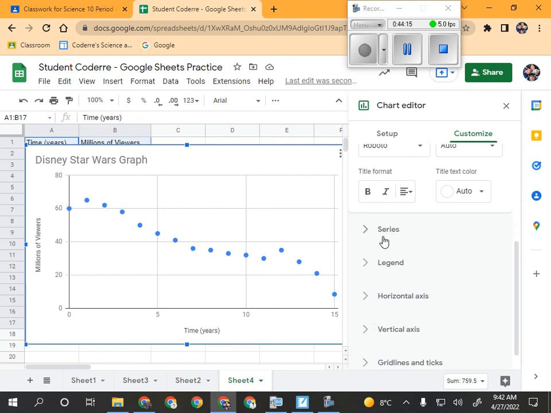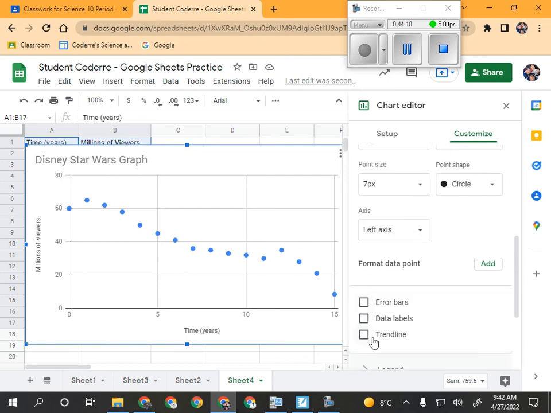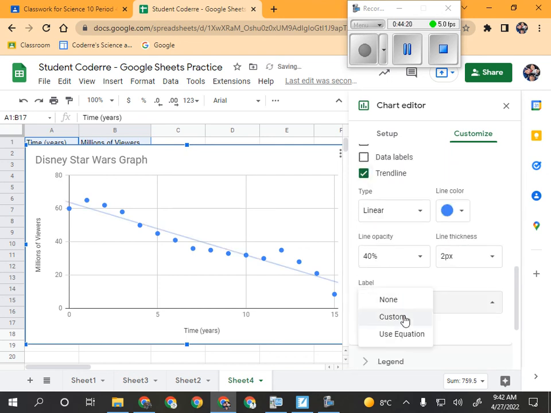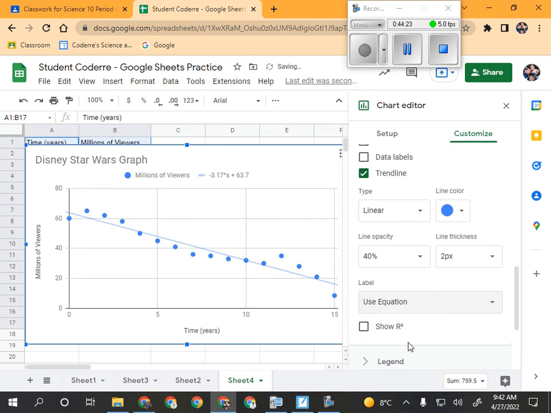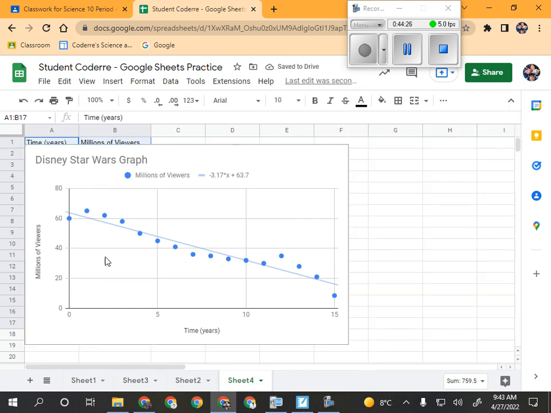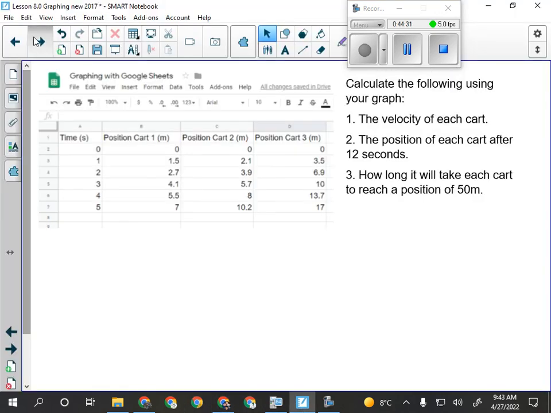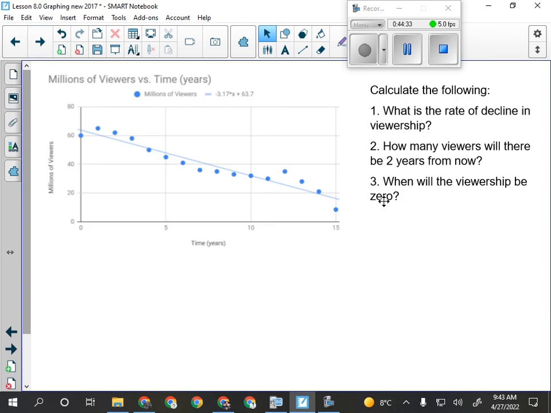And we're going to go to series, and we're going to get the trend line on there, and we're going to get the equation. Perfect. So we've got exactly what we need there. This is our graph, and these are the questions I want you guys to answer. We've got the viewership in millions of viewers, and we've got time in years on the x-axis. I want you guys to answer those questions.